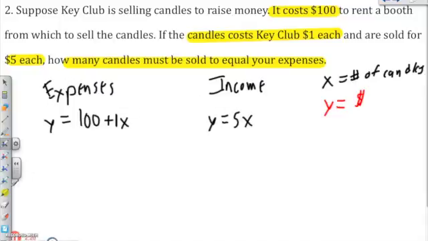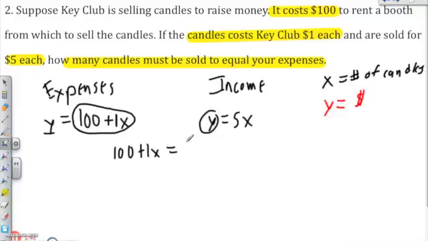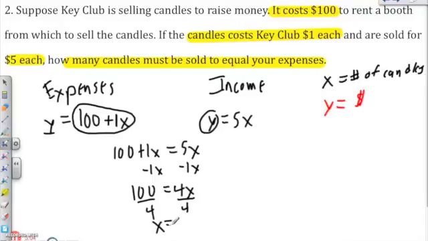If we remember from our substitution, we can take what Y is equal to here and replace this Y over here, since we know that Y is equal to 100 plus 1X. So I'm going to have 100 plus 1X equal to 5X. I need to solve this equation, so I subtract 1X from both sides. So I have 100 equals 4X. I divide both sides by 4, so I get X equals 25.